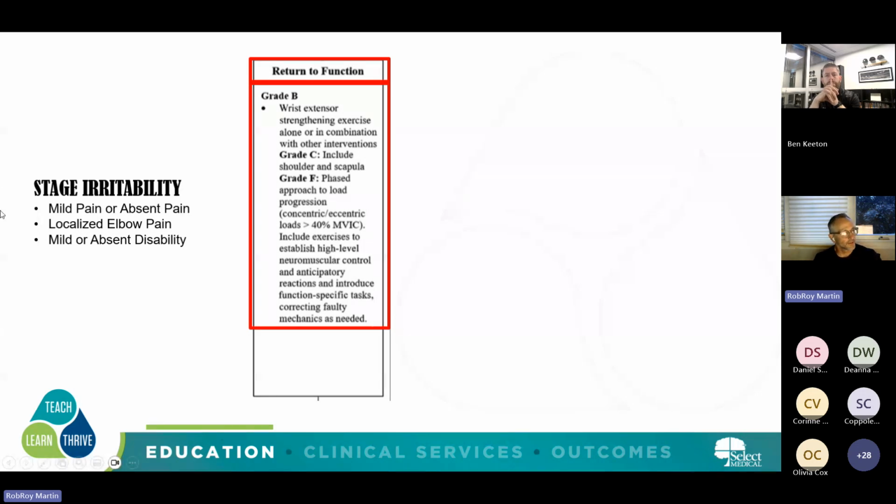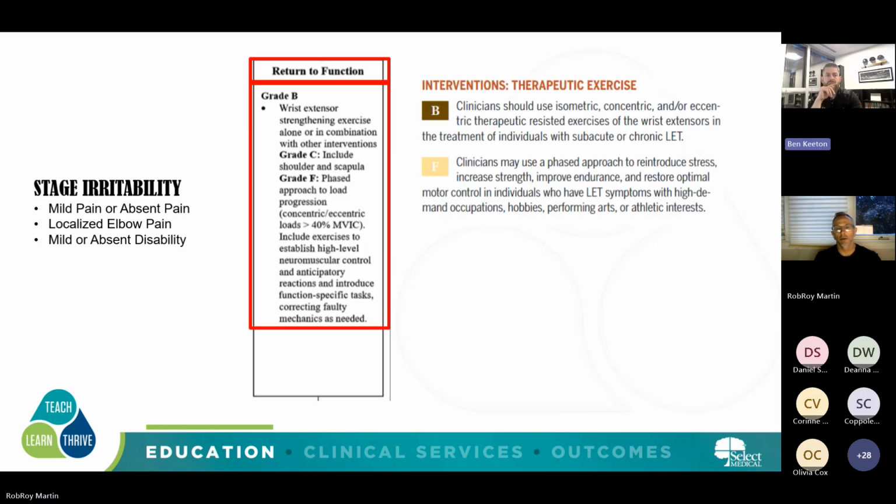You'll notice that the recommendation for what we're working on is now weights certainly beyond 40% of their maximal voluntary contractions. We want to make sure we're establishing neuromuscular control, working on reactions, and I think important in this group is our function specific tasks. Whatever the person needs to get back to do, we're trying to incorporate that as best we can into their overall rehab program.